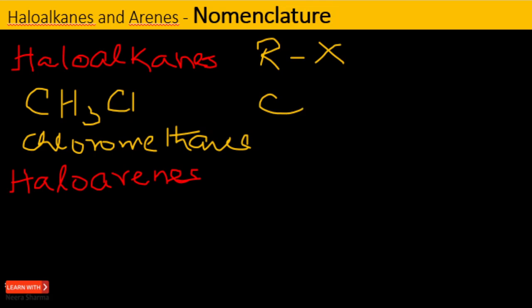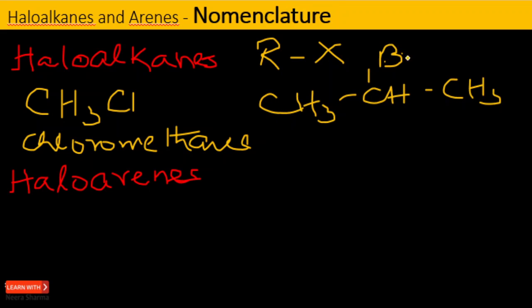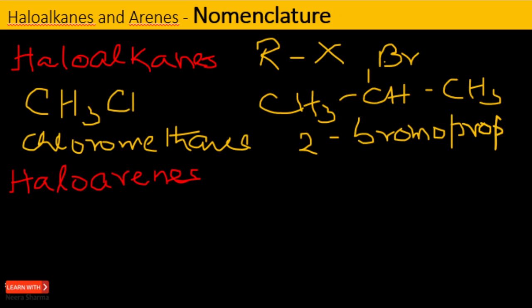And if we write CH3, CH3, and we have a Br at the second carbon, we will write this as 2-bromo. What is the longest carbon chain? It is 1, 2, 3, so propane. So if I have an alkyl group and halogen, the least number should come on the halogen.